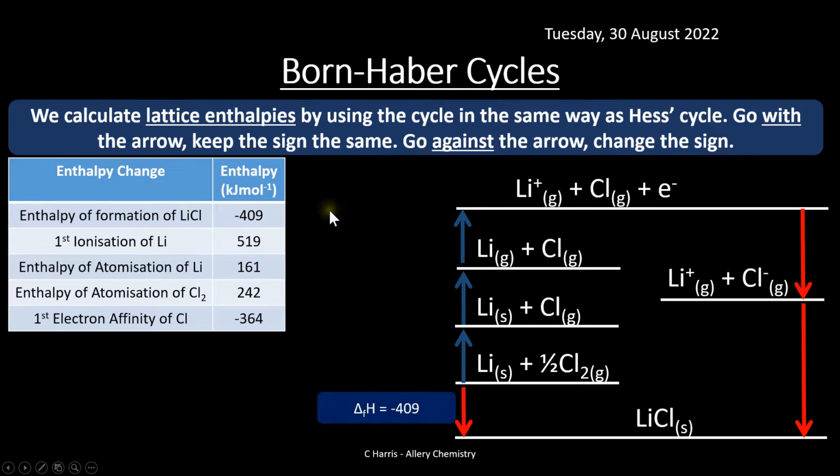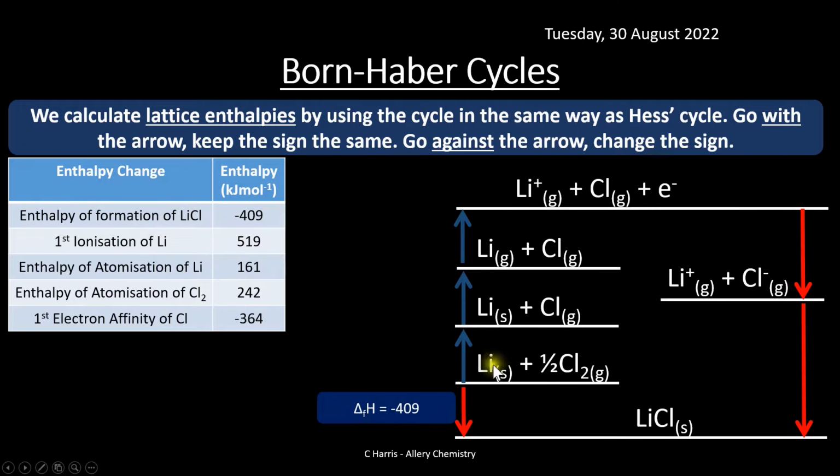So we need to work out the lattice enthalpy by using the cycle. The lattice enthalpy is this, so we want to work out that value going down there. We know it's going to be an exothermic reaction because we're forming a solid compound and we're going down. But we need to know the numbers for each of these steps. This first bit is the enthalpy of formation. We know that's minus 409 because we've been told it there.